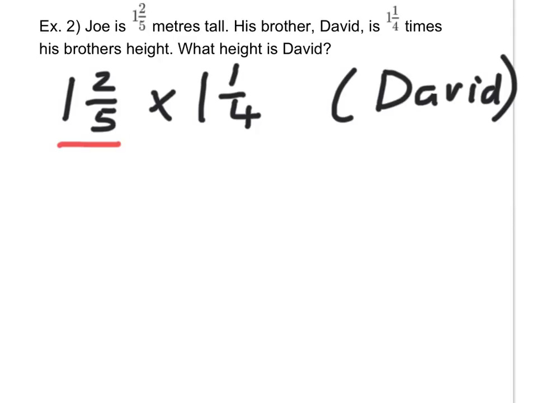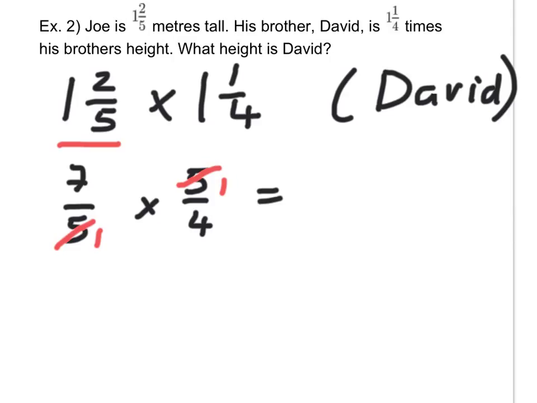So let's go again. Improper fraction. 5 times 1 is 5, plus 2 is 7, so it's 7/5. Times 4 times 1 is 4 and 1 is 5, so 5/4. Cross multiplication, or our cross trick. 5 goes into 5 once, 5 goes into 5 once. So we're going to get 7 times 1 is 7. 1 times 4 is 4.